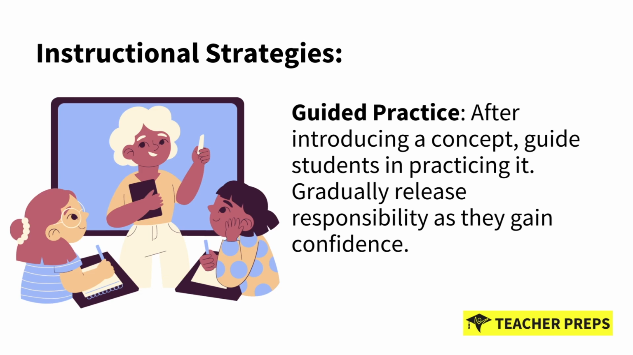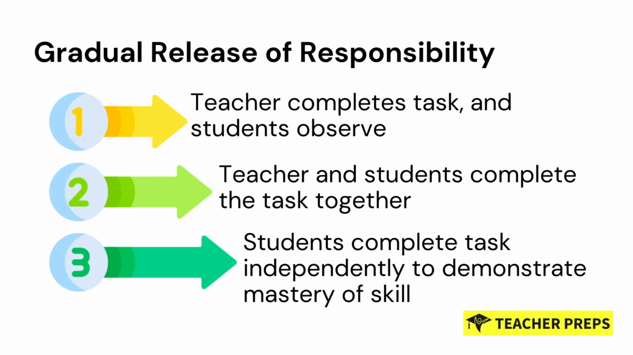Gradually release responsibility as they gain confidence, which, as we can recall from our past lessons, is called the gradual release of responsibility, which is transitioning the responsibility of learning from the teacher to the students over time. And this happens when the teacher models the correct way to directly complete the task at hand. Then the teacher invites the students to help the teacher complete the next task, and then finally, the teacher releases the responsibility of demonstrating the understanding of the skill being taught to the students.